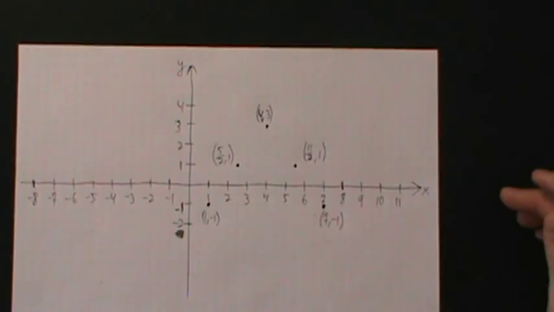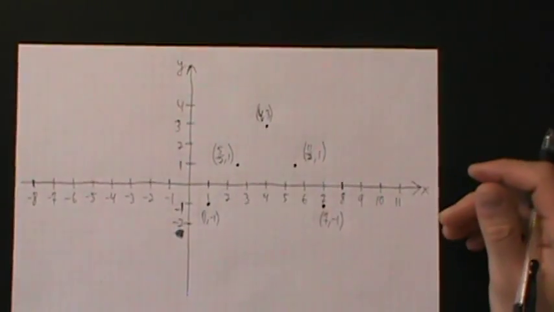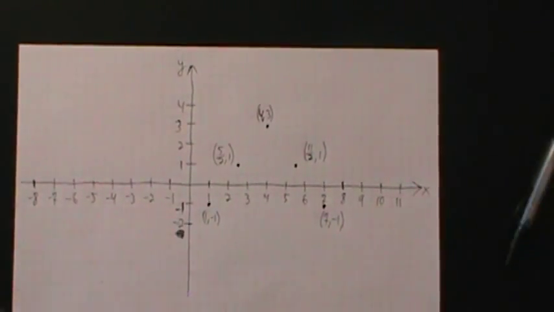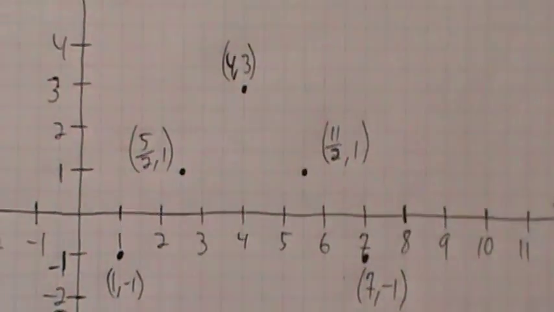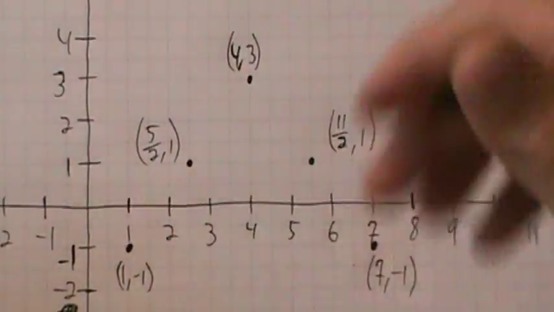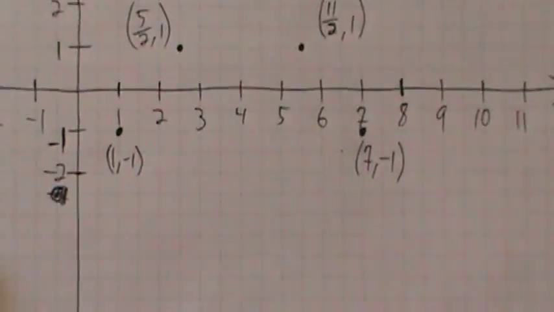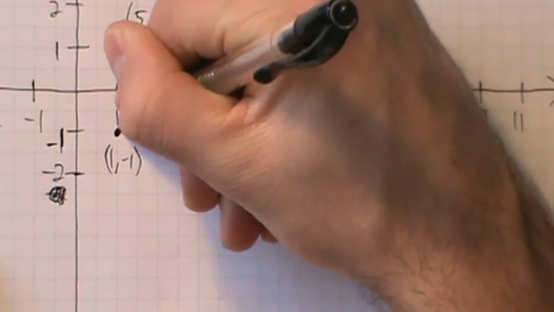So now, step 4, plot the points and smoothly connect, extend the graph as needed. So now we want to smoothly connect. So we want to be careful here because it looks like we can just connect like a straight line, but we really don't want to do that because it's a cosine graph, right? Remember, cosine has kind of that wavy thing going on. Okay, so let's go ahead and plot it cosine style.